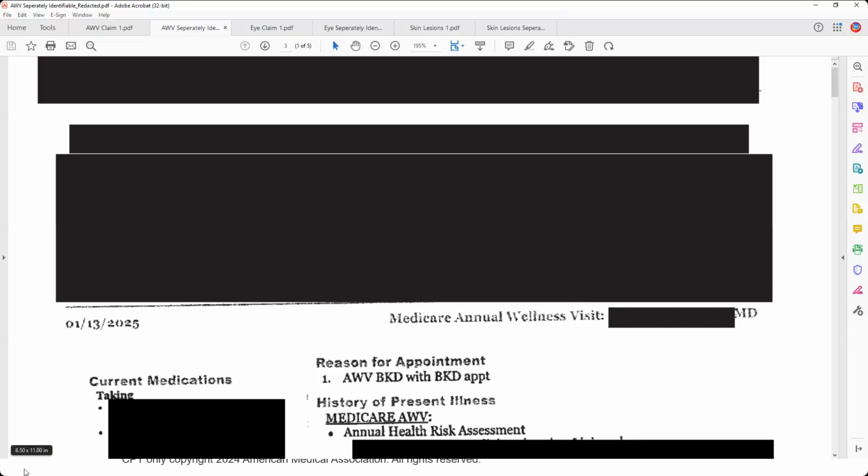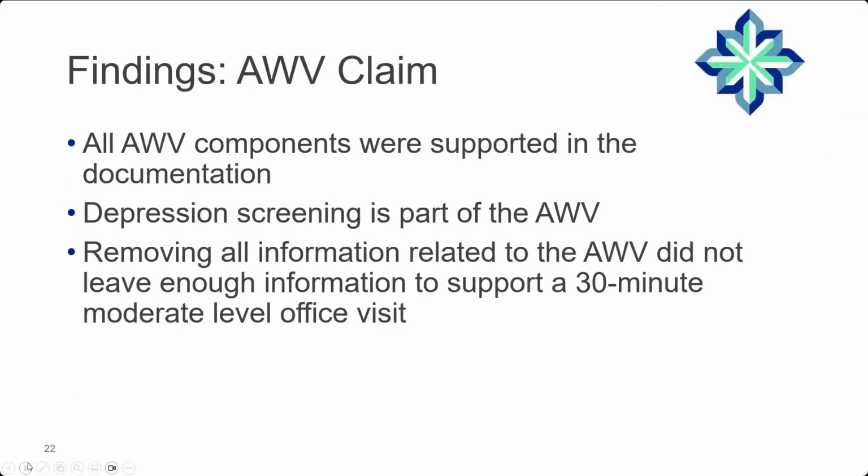All right, so just real quick, and I know I'm going through these kind of quick, but I want to show you these things. These are the findings in this claim, and we already talked about them, but I just wanted you to know I have that information built in here as well. We had all the components that were supported for the annual wellness visit. The depression screening is part of the annual wellness visit, so that code cannot come out separately too. Removing all the information related to that annual wellness visit and depression screening did not leave enough information to support a 30-minute moderate level office visit in this case.